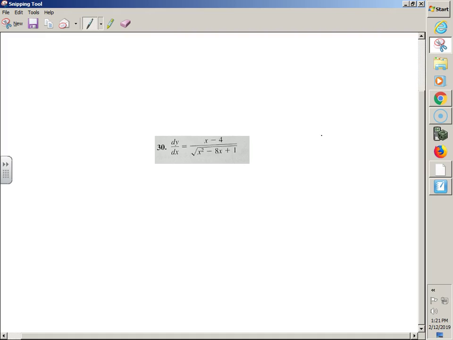Oh, I would have multiplied dx on the other side, right? Is that what you guys would have done? Now we can integrate. Integral of 1 dy is y, yeah? And now I have the integral of, I think I need some u sub.